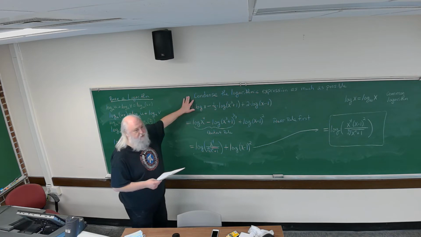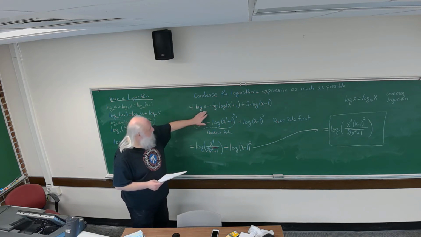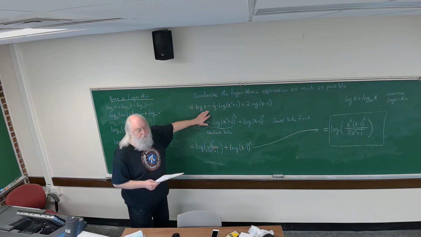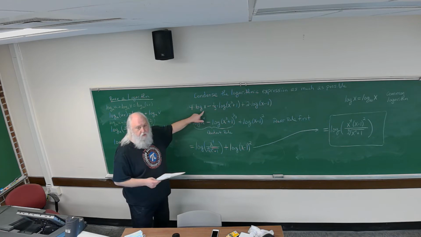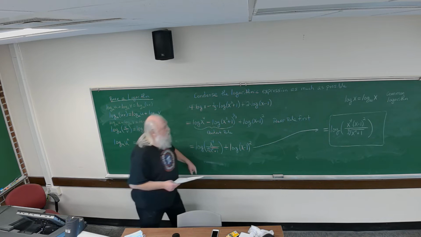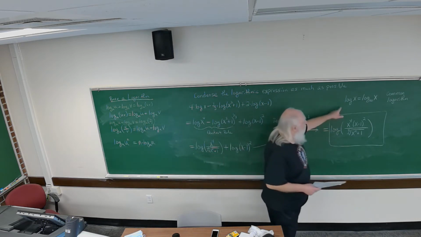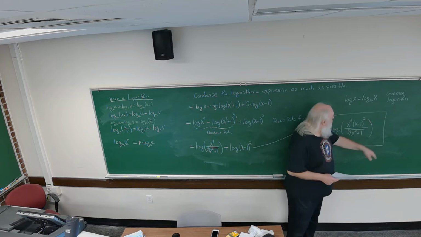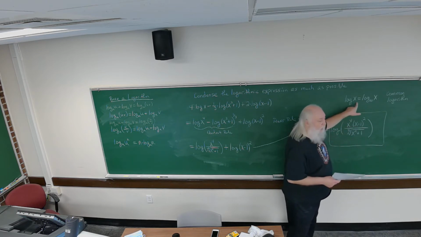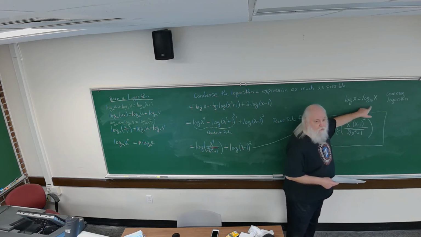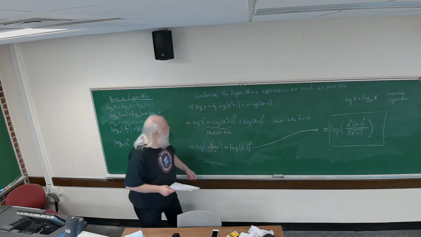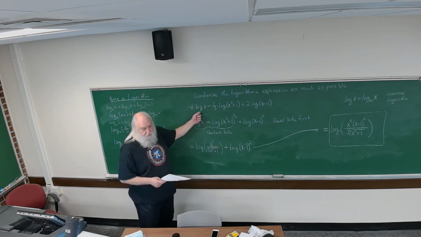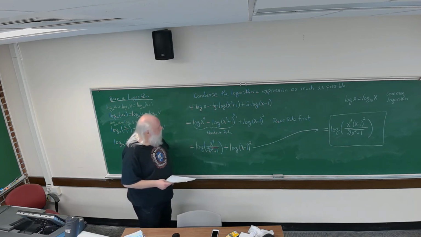So another way of stating the instructions is we're going to condense this logarithmic expression as much as possible. Now you'll notice that on the log, there's no base given. It's just log x. And so this is notation for what is called the common logarithm. So whenever you see just log x, it's talking about log base 10 of x. So we're actually condensing a logarithmic expression in log base 10, also known as the common logarithm.